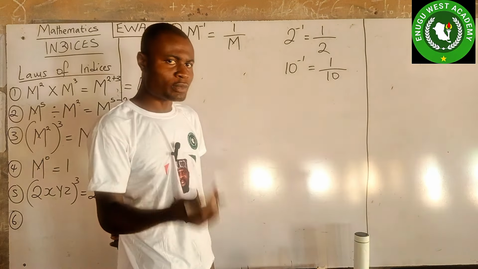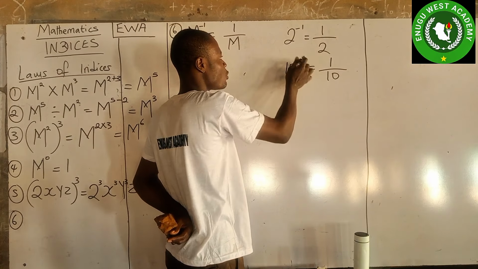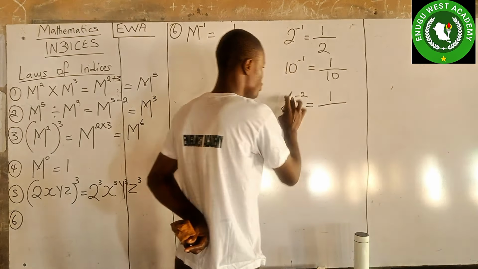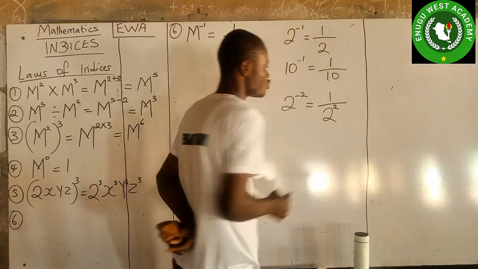Now, let's assume that we don't have 1 here, we have 2, 3, 4. See how it works. If I have 2 raised to power minus 2, it will be equal to 1 over 2 raised to power 2. Remember, the minus will change to 1 over, and the number that is here is 2, raised to power 2.